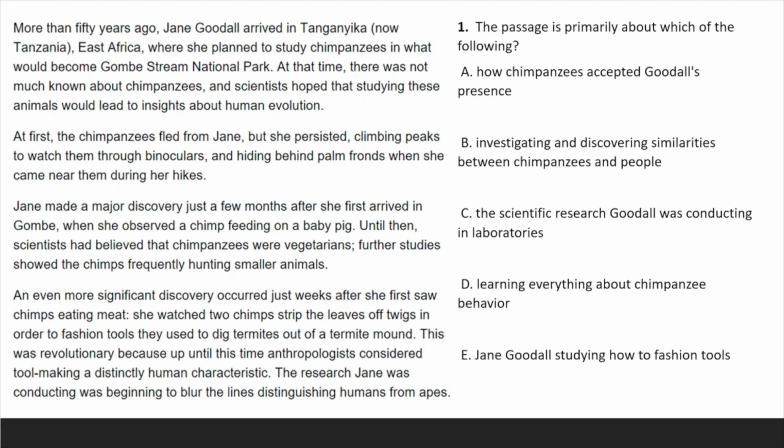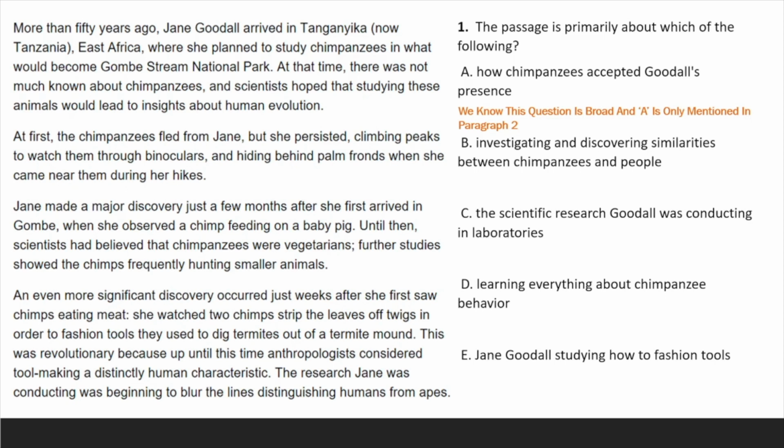Let's take a look at A. How chimpanzees accepted Goodall's presence. Well, we may find that in the passage, but it makes the mistake that we anticipated. It's true, but too specific. We might see the reverse on a detail question, where there is an answer that's true, but too broad for the scope of the question. We know this question is broad, and A is only mentioned in paragraph 2. A broad question needs to be about the passage as a whole.